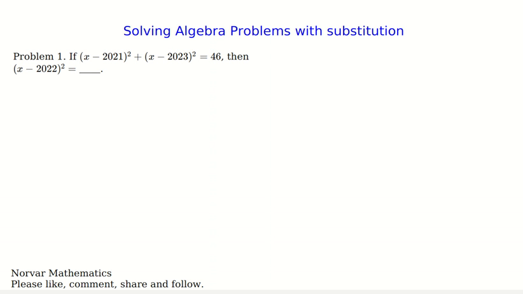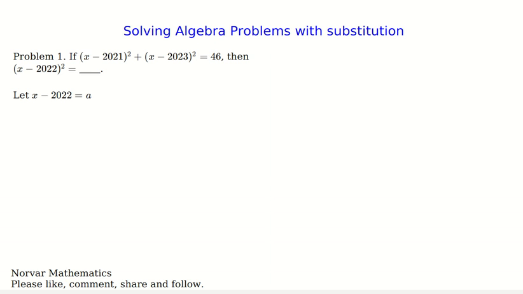Problem 1. If (x − 2021)² + (x − 2023)² = 46, then (x − 2022)² equals what? Solution. By observing, we can find the first bracketed algebra formula in the condition is 1 more than the bracketed algebra formula in the question. The second bracketed algebra formula is 1 less than the bracketed algebra formula in the question.